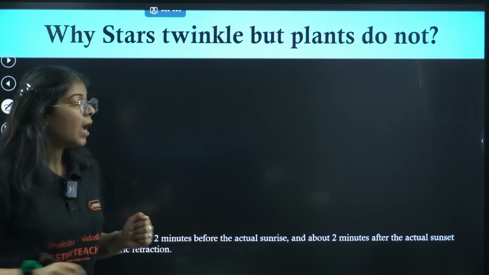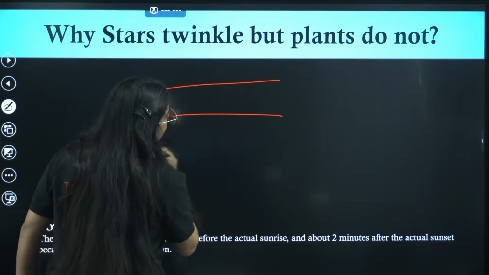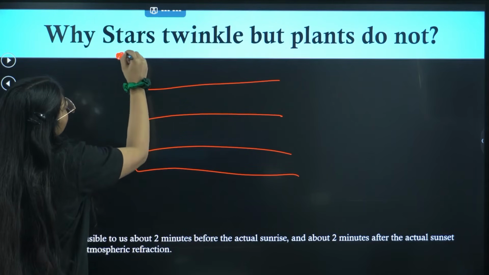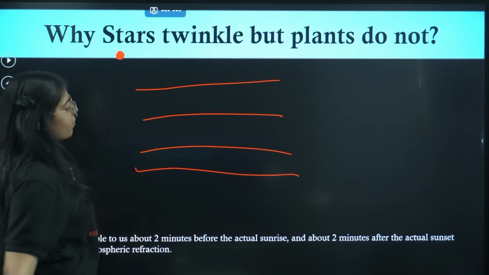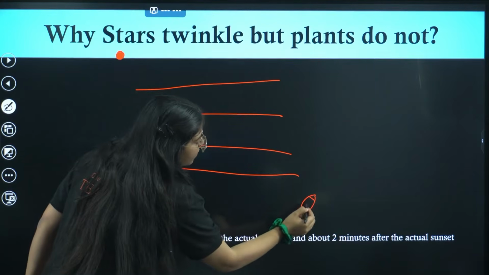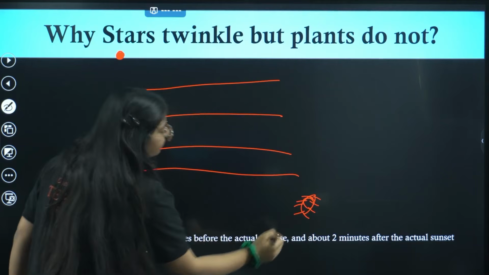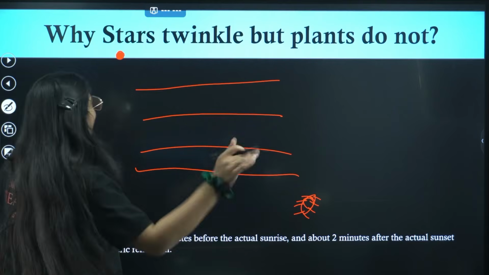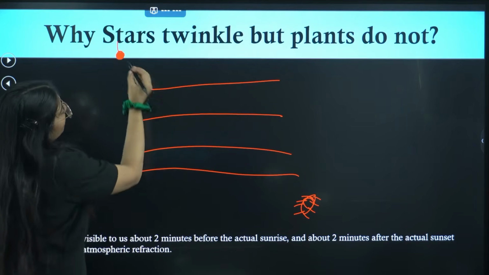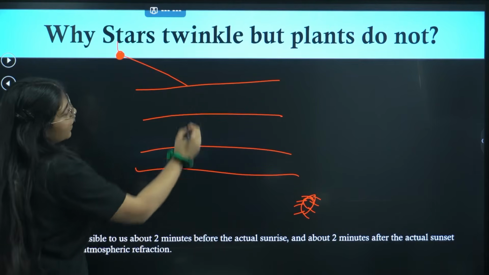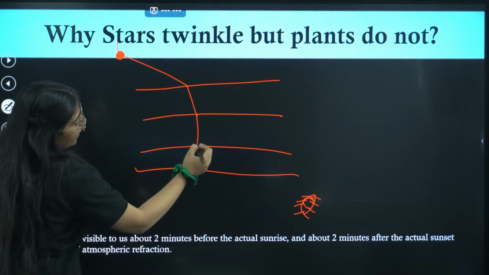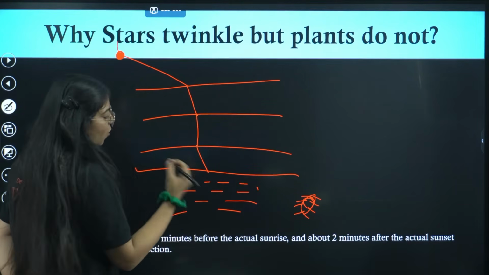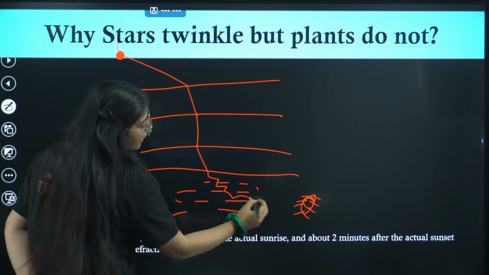What I told you is that there are certain layers of atmosphere. Now, let's say I have a star, light years away from my earth or my eyes. These are my eyes, okay. This is a star. Now, what happens is, this light comes here and it keeps on bending, and it bends and then it bends, and then here are some particles, oxygen, nitrogen, water droplets, and it keeps on bending and then it reaches my eye.